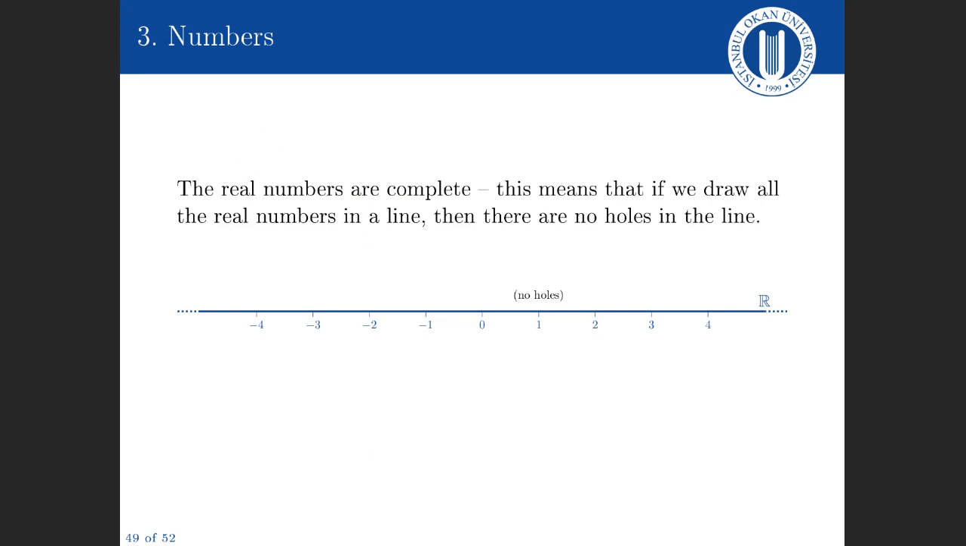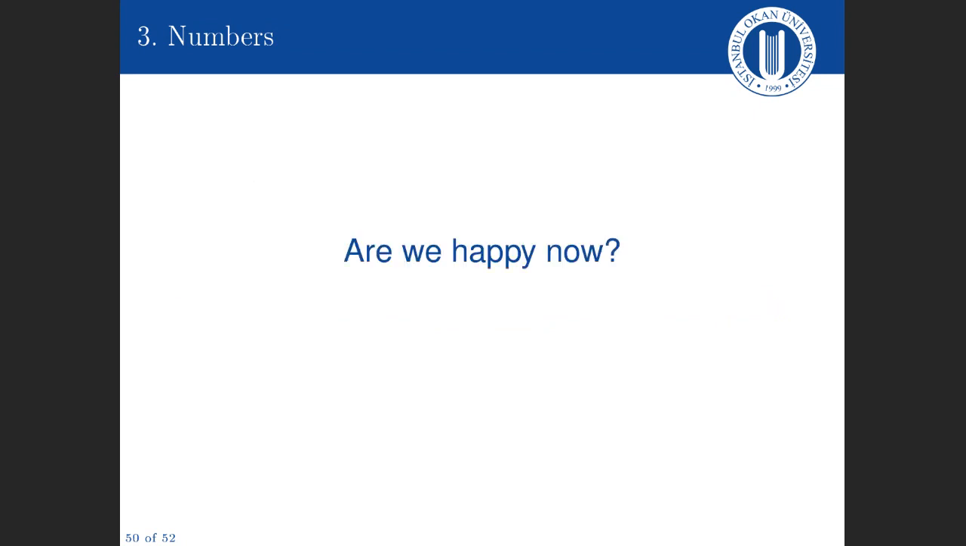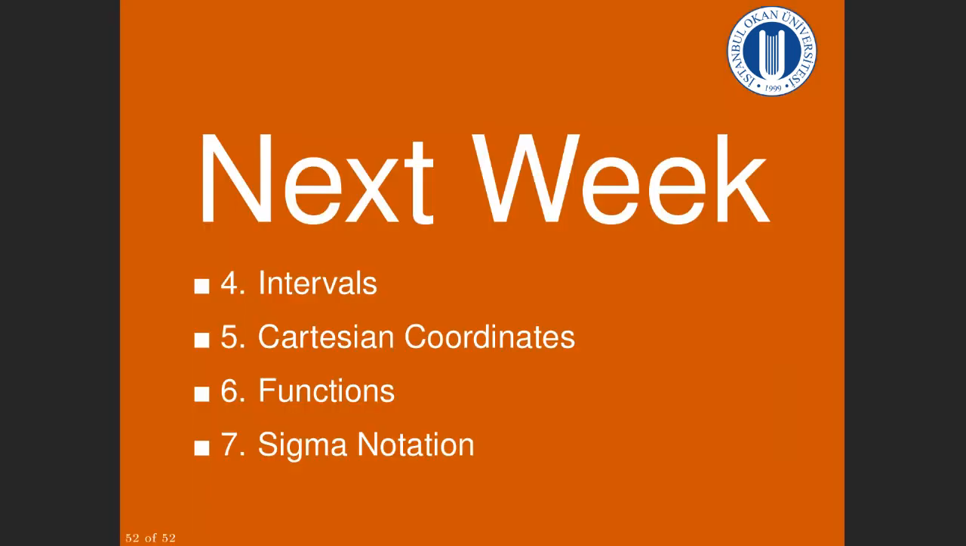The real numbers are complete. This is a technical maths term, which means that if we draw a picture of the real numbers, we draw a line which doesn't have any holes in. So we can ask the question, are we happy now? Do we now have enough numbers to be able to do mathematics? And the answer is yes. With the real numbers, we can do some mathematics. And that is the end of today's lesson.